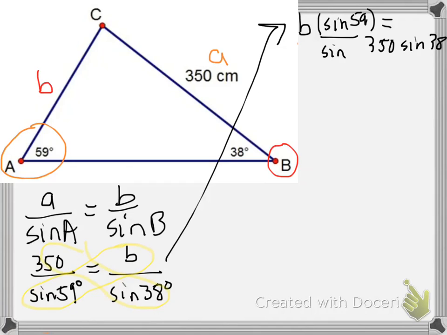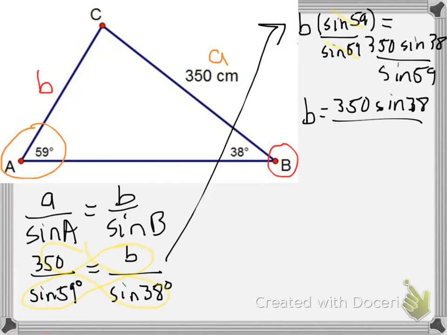So these cancel out, and I'll divide this by sine 59. So I get b equals 350 times the sine of 38 over the sine of 59. Now if you want, you can figure out each of the decimals for it. I'm going to type it as one thing.